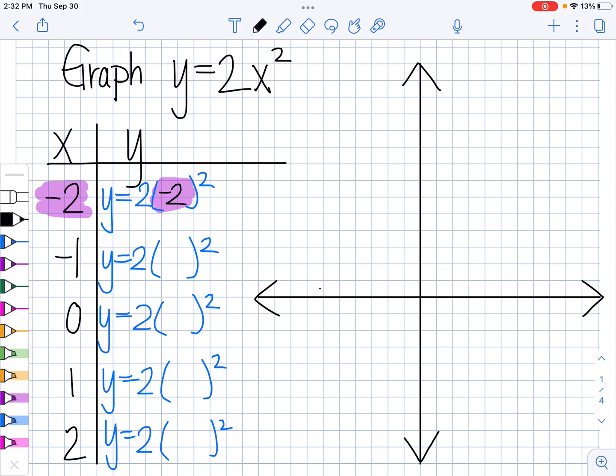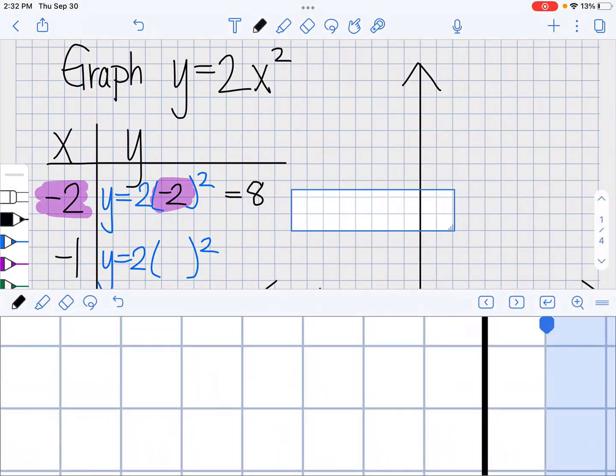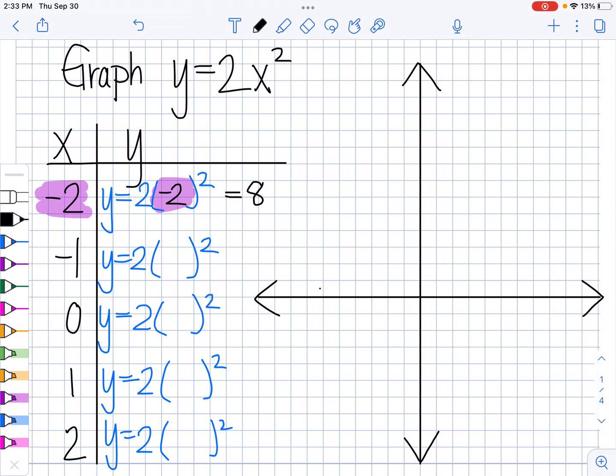Now when you evaluate, remember you have to use order of operations, so I have to do my exponents first. -2 squared is 4, and 4 times 2 is 8. This gives me the ordered pair -2, 8. Here. Okay, now here's my x value of -1. That's going to go here. -1 squared is 1, and 2 times 1 is 2. So I'm at the point -1, 2.